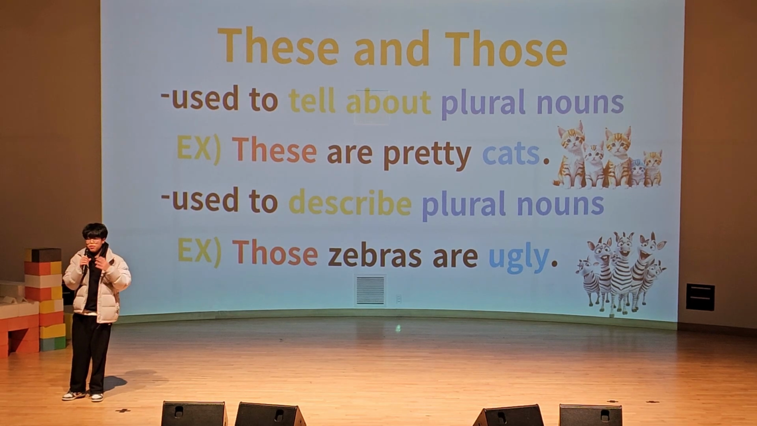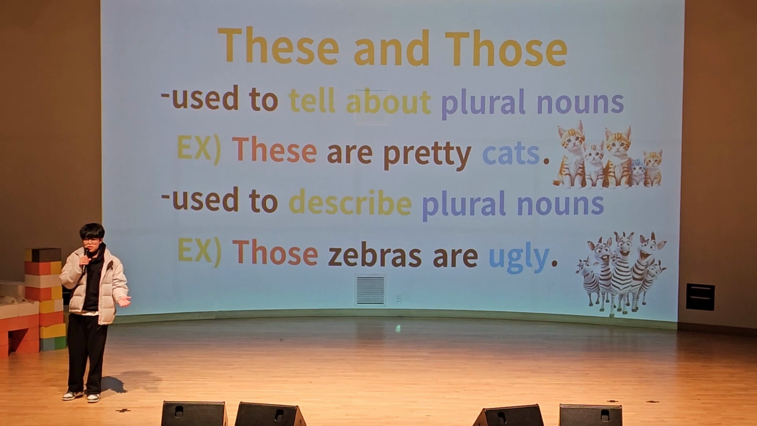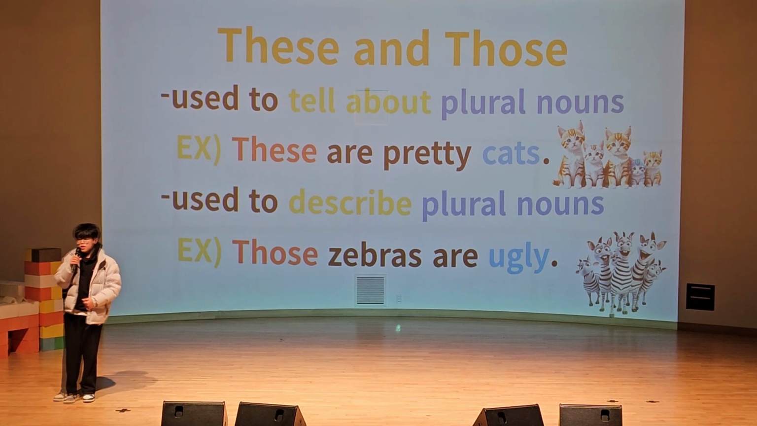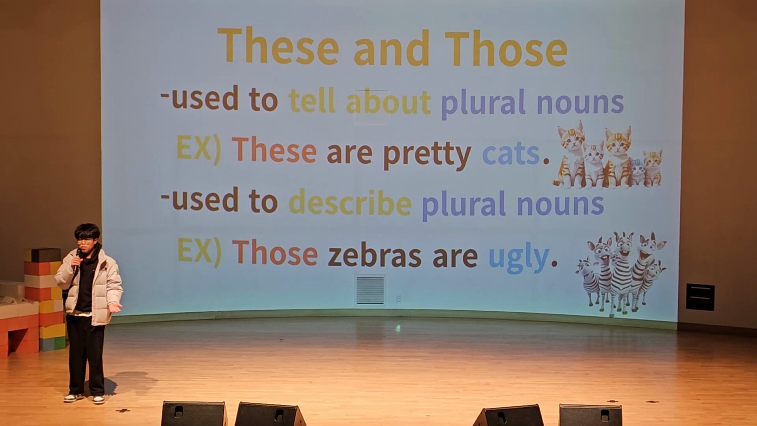Now let's move on to these and those. These are used to tell about plural nouns. Here's an example. These are pretty cats. And those are used to describe plural nouns. Here's an example. Those zebras are ugly.